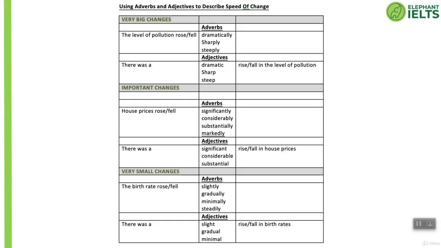We learned all the vocabulary you need to describe change or a trend, but it's not enough to be able to describe the trend only. You need to be able to describe the speed of change as well. In other words, how slow or how fast did the change happen? Here's a list of adverbs and adjectives to show the speed of change.